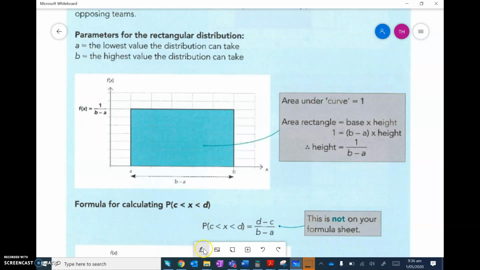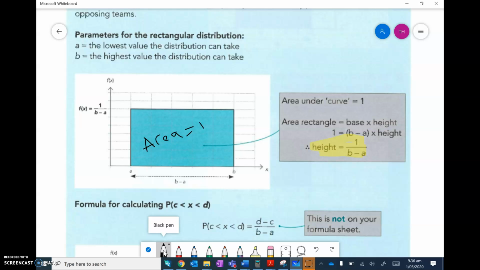Now, this little formula here is telling us how to find the height: 1 over b minus a. I'm going to explain why. A rectangle is really easy because with a normal distribution, what we're doing is finding the area under the curve, but because it's such a funny shape, we can't find it very easily. But with a rectangular distribution, we can find the area under the curve because it's a rectangle. Now, just like in normal distribution, the area under the entire curve is 1. 100% represents everything. So again, my area is going to equal 1.